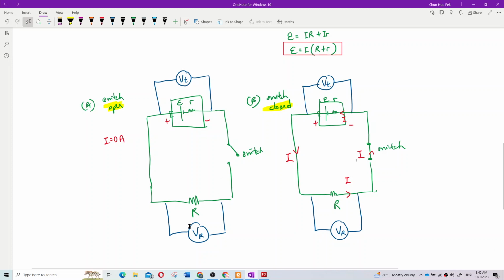So if the switch is open, what I can say is, first thing first, the EMF is 1.5 volt. I'm using a 1.5 volt battery. But if the switch is open, no current flows, and the terminal voltage I will get is 1.5 also. The battery is 1.5 volt, and this terminal voltage I also get 1.5 volt.